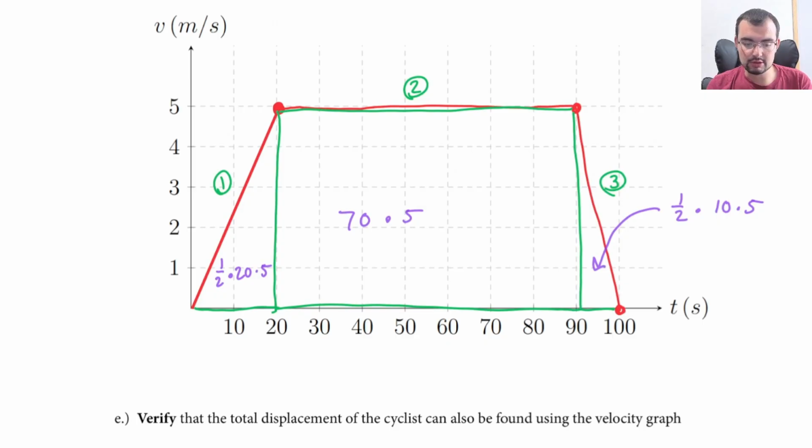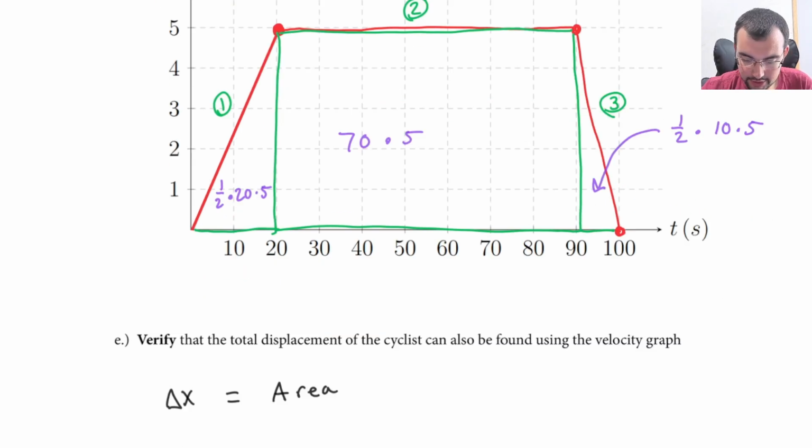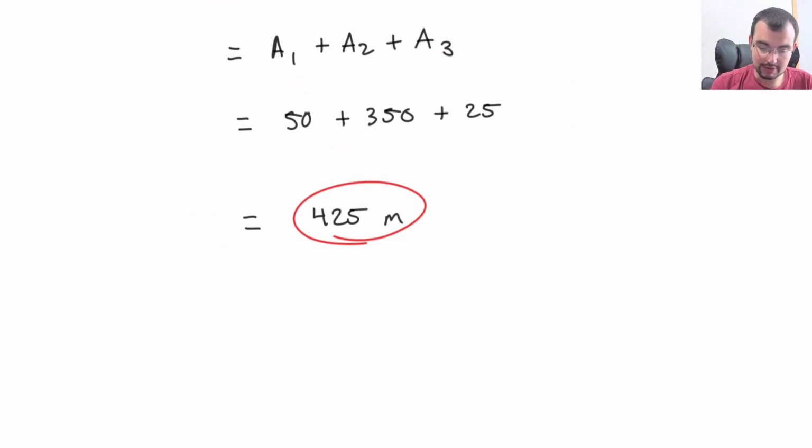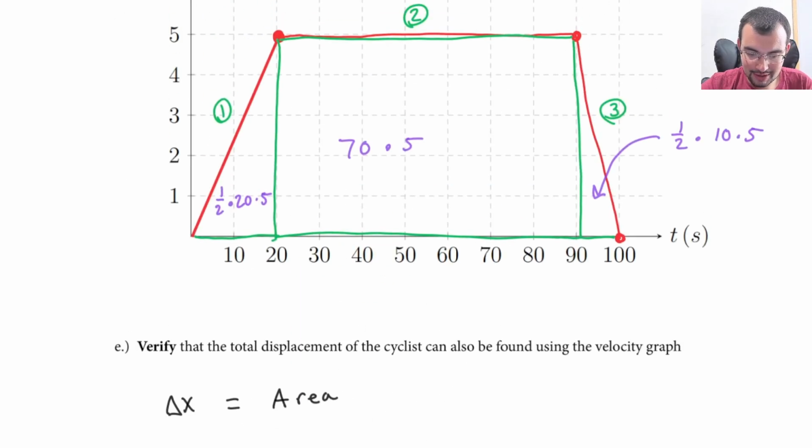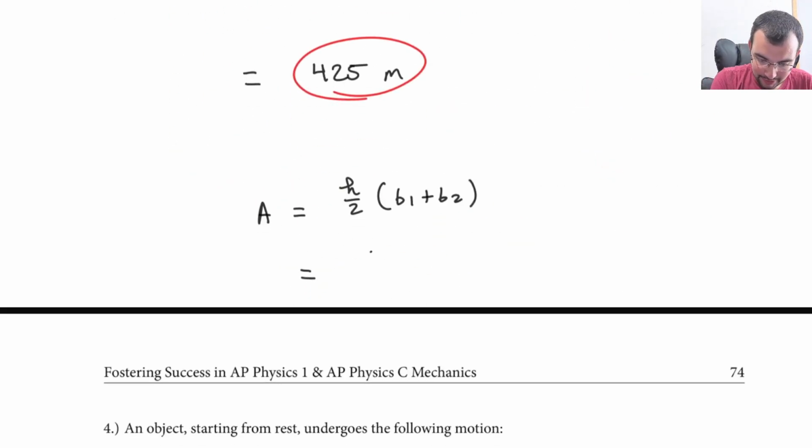Now, this is also a trapezoid. Is this a trapezoid? Yeah. You could have found this with the area of a trapezoid, and that also would work. So again, I've been kind of not acknowledging trapezoids exist, but the area formula of a trapezoid is h/2 times b1 plus b2. So for this trapezoid, the height is the 5 meters per second.